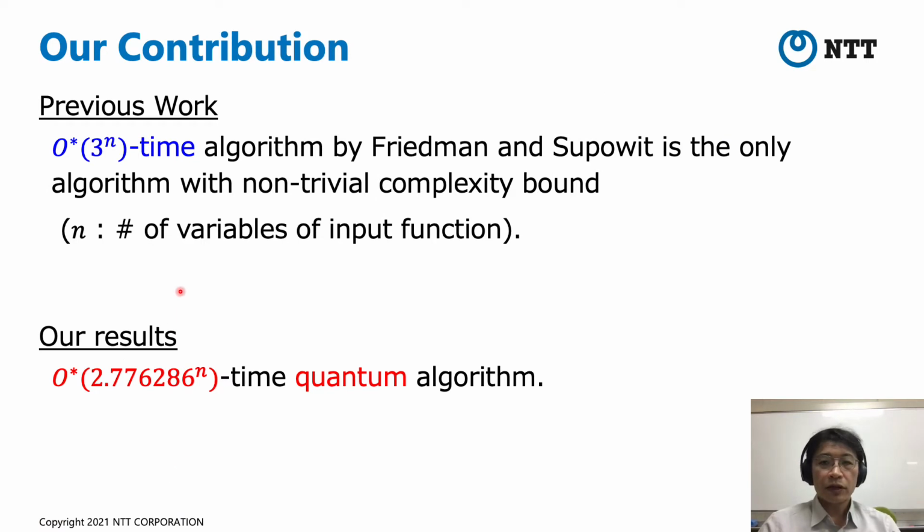But it is still important and interesting from theoretical and practical points of view to find an exponential time algorithm that works much faster than the trivial brute force algorithm. The only non-trivial algorithm runs in about 3 to the n time, which was discovered by Friedman and Supowit 30 years ago, where the polynomial factor is hidden in this symbol. In this talk, we would like to show that further speedup is possible if we can use quantum computers.